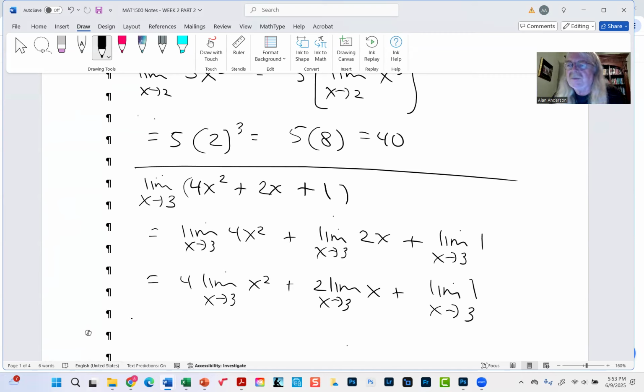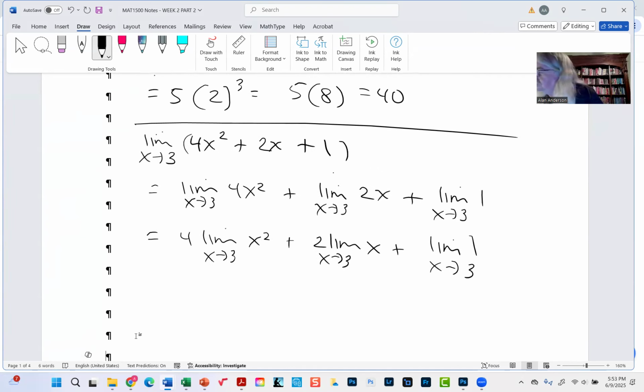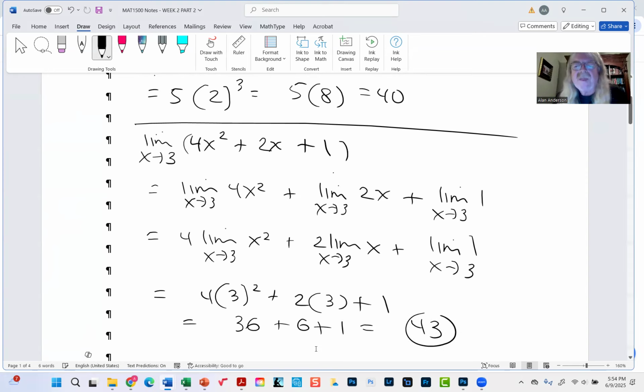Now, the last one is very simple. The limit of a constant is equal to that constant. Here, in the first 2 cases, we can use direct substitution. We've got 4 times 9, which is 36, plus 6 plus 1, which gives us a final result of 43.